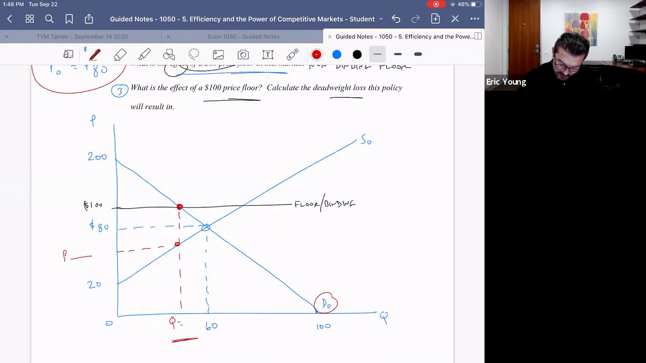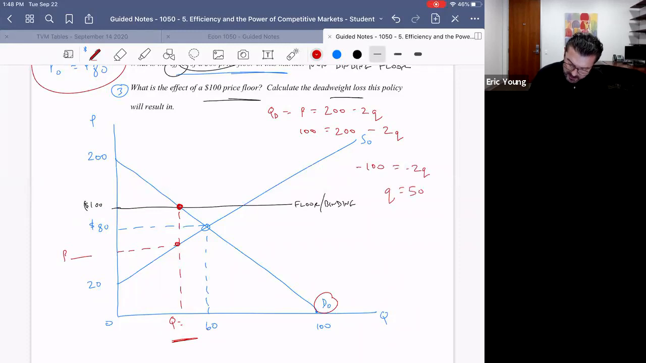So we know that we're talking about the point where $100 intersects the demand curve. That's what we're finding here. So let's do it this way. We know that for the demand curve, price is equal to 200 minus 2Q. Therefore, 100 is equal to 200 minus 2Q. Therefore, negative 100 is equal to negative 2Q. And therefore, Q is equal to 50. So this will be 50. Sorry, I took that shortcut.